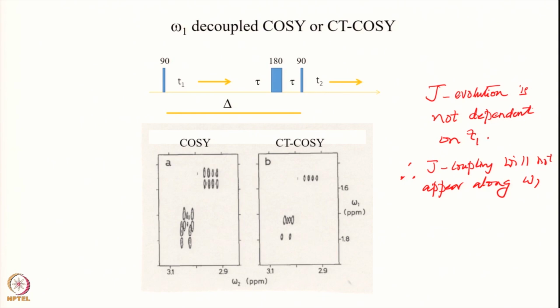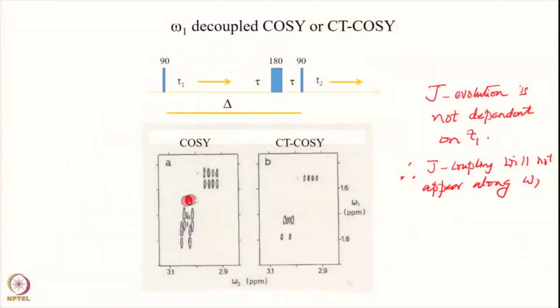So, this is what we said: whatever was the information during the evolution period will appear along the omega 1 axis or the F1 axis, and whatever information is present along the T2 period will appear along the omega 2 axis. Now, if the J coupling does not appear along omega 1, what does it mean? It is equivalent to doing decoupling along the omega 1 axis.